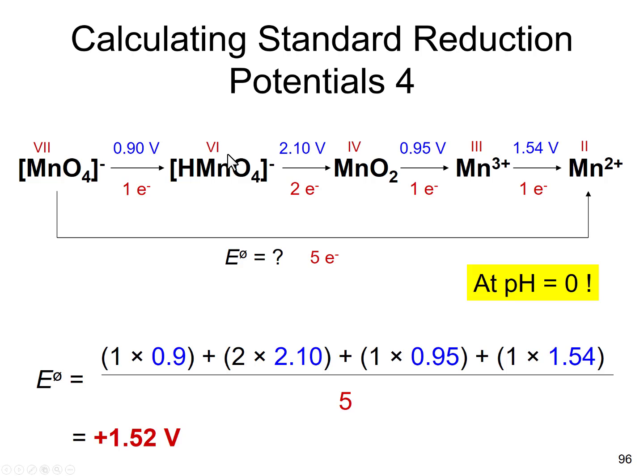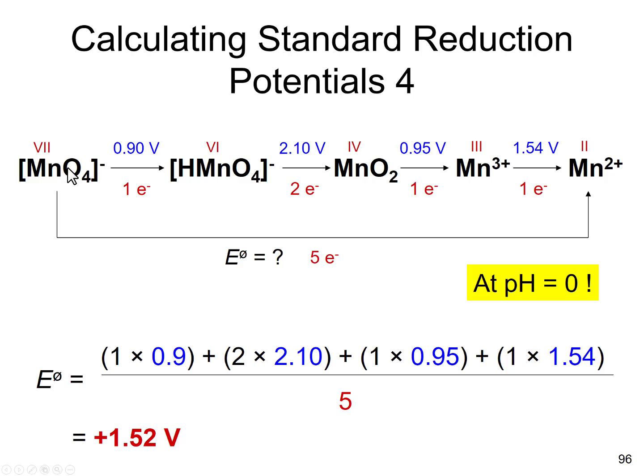This one can be further reduced by 2 electrons to manganese dioxide, which is then further reduced by 1 electron to manganese 3+, and eventually by 1 more electron to manganese 2+. And the individual standard reduction potentials are listed above the arrow. And the electrons involved are depicted in this case underneath the arrow.